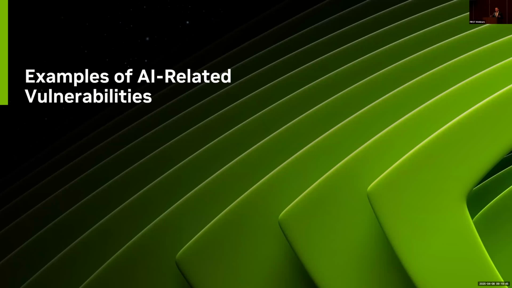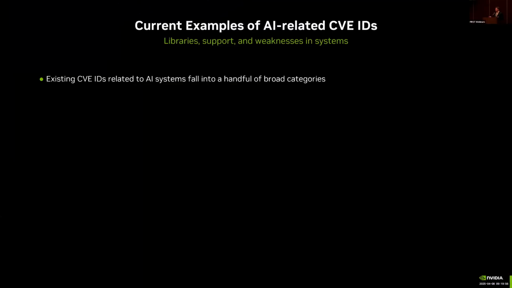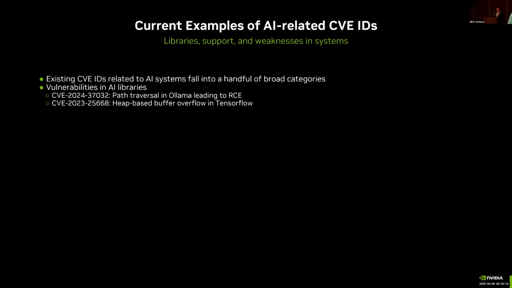So now that we have that groundwork set, that introduction, let's talk a little bit about AI-related vulnerabilities, like actual CVE'd, right? Things with CVE IDs. We all love CVE, right, folks? Woo! Okay. So there are a handful of broad categories that AI-related CVEs fall into, right? These are vulnerabilities in AI libraries. So your path traversal in Ollama leading to remote code execution, classic. Heap-based buffer overflow. We love buffer overflows. We love heap grooming, right? This is in TensorFlow.